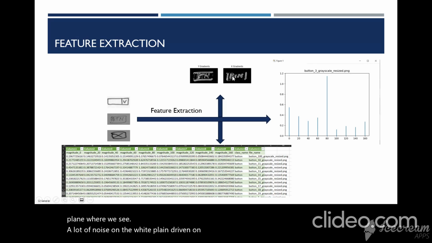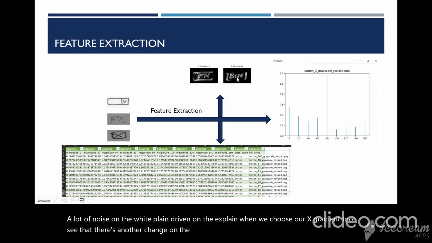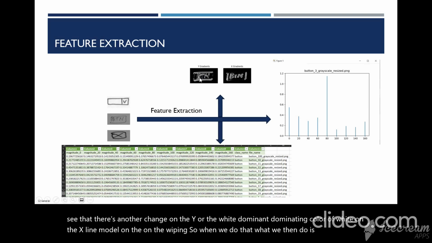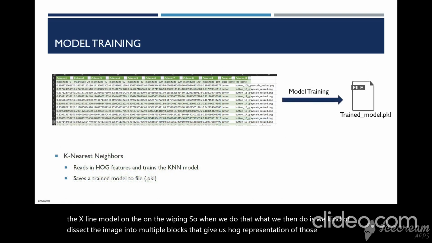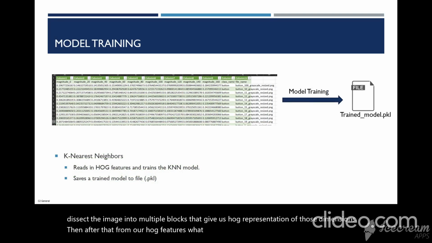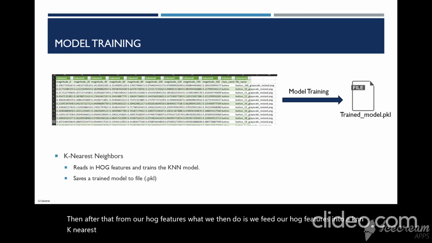And when we choose our Y gradient, we'll see that there's a lot of change on the X, with white being the dominating color on the X line more than on the Y plane. So when we do that, what we then do is we dissect the image into multiple blocks that give us a HOG representation of those dimensions. Then after that, from our HOG features, we feed them into a KNN, a k-nearest neighbors classifier that basically calculates the Euclidean distance.